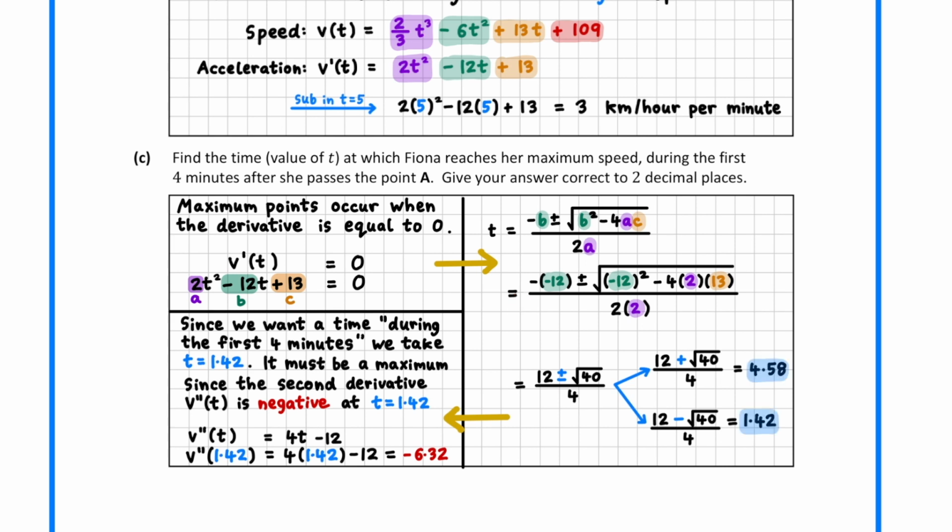We end up with 2 solutions, but only one of them occurs in the first 4 minutes, t equal to 1.42. We can verify that this is indeed a maximum point and not a minimum point by showing that the second derivative is negative at t equals 1.42.